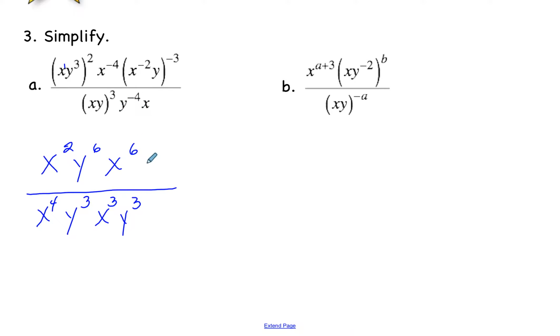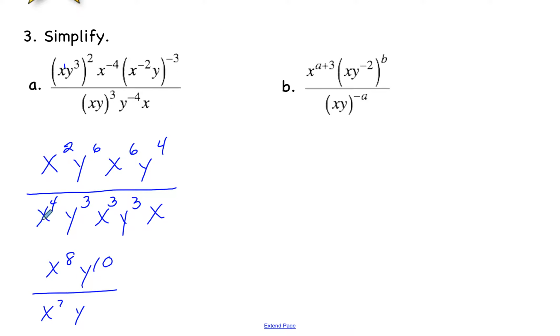This y to the minus 4 is going to go up top and become positive, and then we have another x down here. So everything's multiplied. So we end up getting x to the 8th power in the numerator and y to the 10th, all over x to the, looks like 7th power and y to the, whoops, I think I made a mistake here. 4 and 3 is 7. There's one more right here, right?